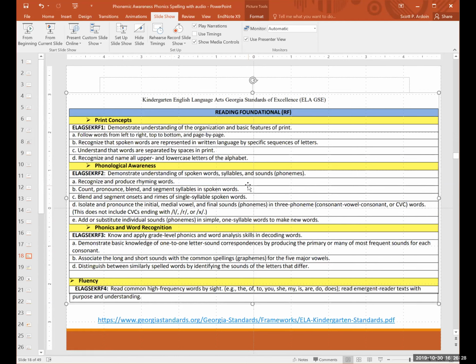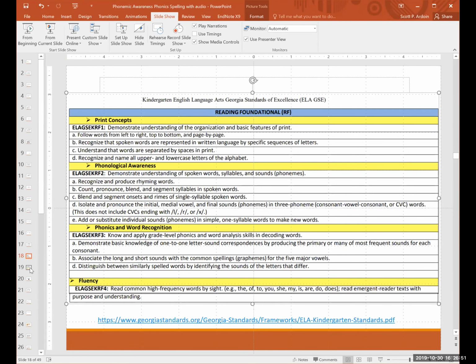So, demonstrate basic knowledge of one-to-one letter sound correspondence by producing the primary or many of the most frequent sounds for each consonant. Associate the long and short sounds with the common spellings for the five major vowels. Distinguish between similarly spelled words by identifying sounds of the letters that differ.